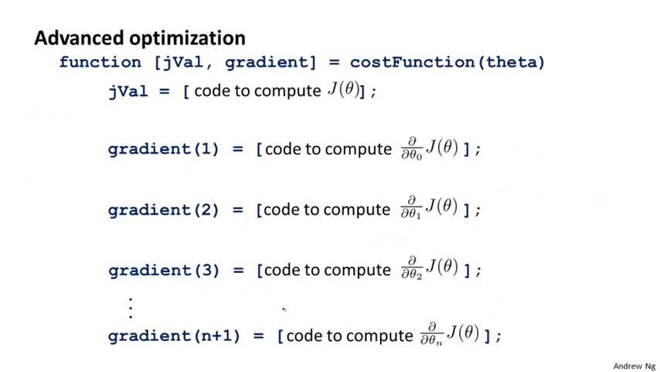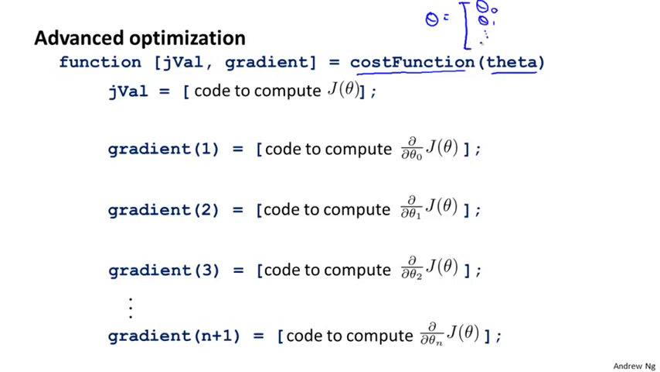Let's talk about how to get regularized linear regression to work using the more advanced optimization methods. Just to remind you, for those methods, what we needed to do was to define a function called the cost function that takes as input a parameter vector theta. And once again, in the equations we've been writing here, we use 0-indexed vectors.